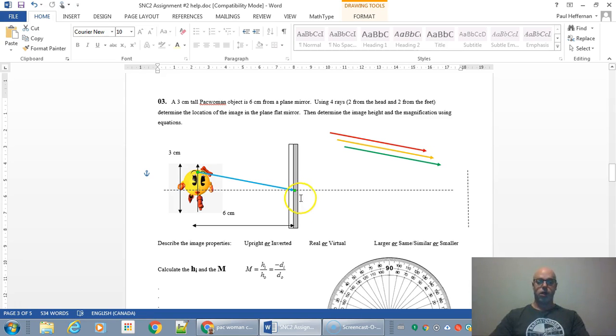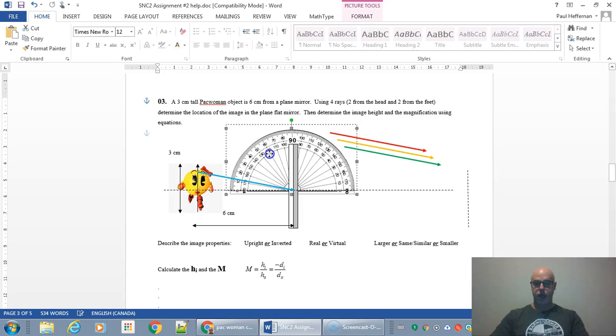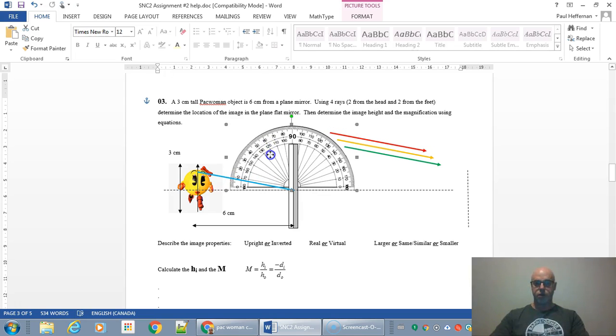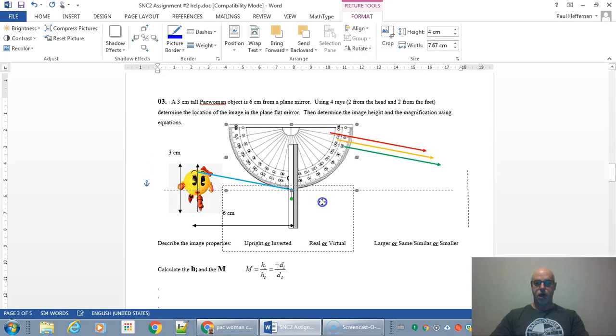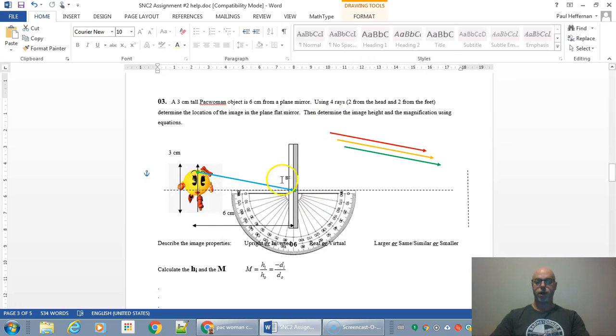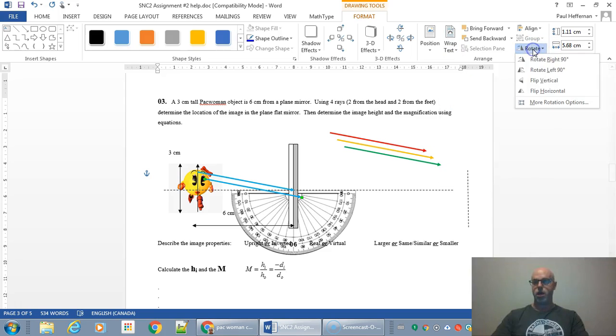Now, according to the law of reflection, when the ray hits the mirror like that, it should reflect at the same angle. So if I just measure the angle right here, I can see that it's coming in at about an 8-degree angle with my protractor. And so if I rotate my protractor around, that means I need to make a reflective ray that comes off the mirror at also an 8-degree angle.